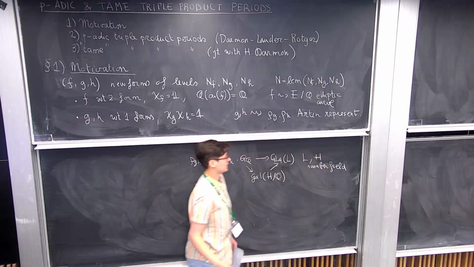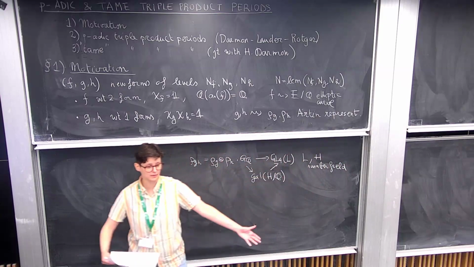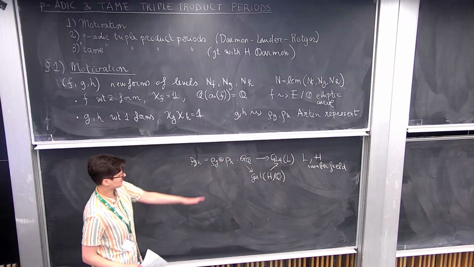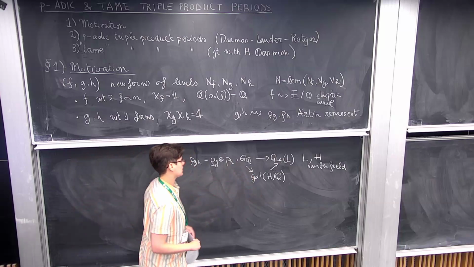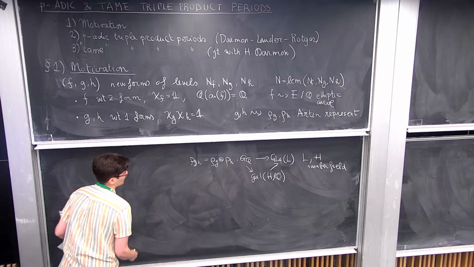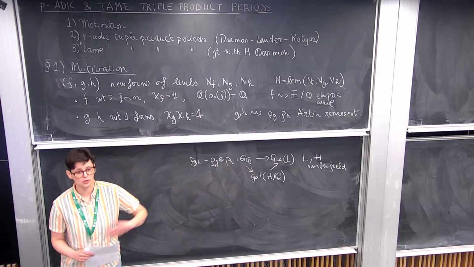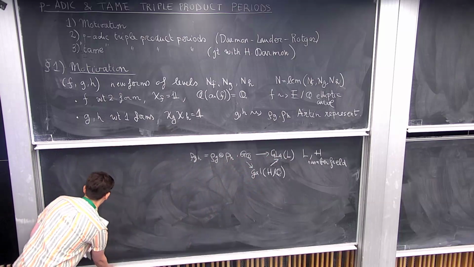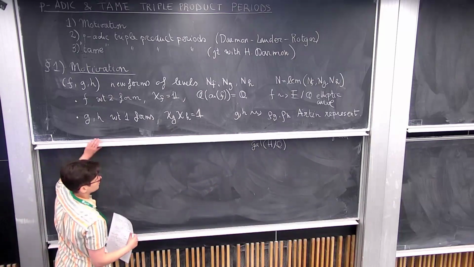So L and H are number fields. They play very different roles here: one is the coefficient field for this representation, and the other is the field through which it factors. So why do I want to put myself in such a specific setting? Because I want to say something that is relevant to the Birch and Swinnerton-Dyer conjecture.